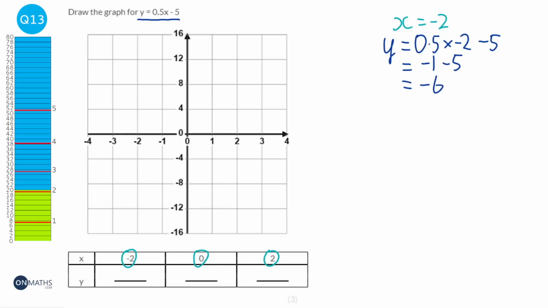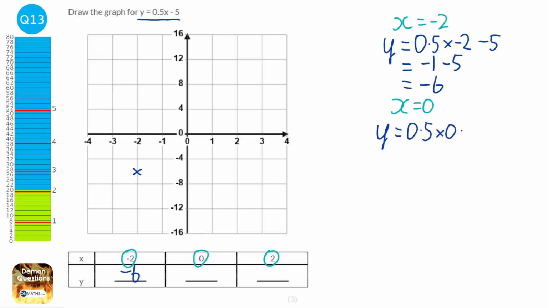And then do our next one, which is x equals 0. And let's just finish that one off actually. We'll put it into the table, so -6, and we'll plot it. So -2 and -6 would be here. Okay, continuing on with x equals 0, so it's going to be y equals 0.5 times 0, which is just going to be 0, take away 5. So it's just 0, take away 5, which is just -5. So 0 minus 5 will be slightly higher, about there.